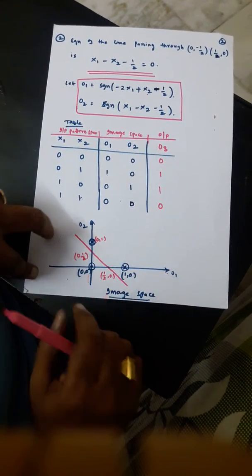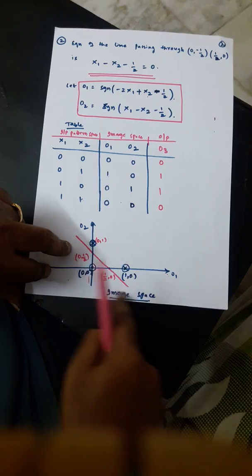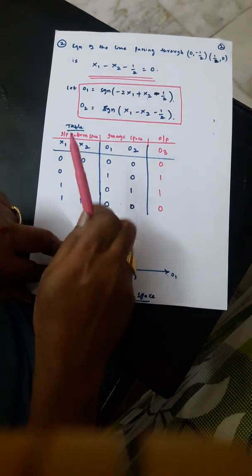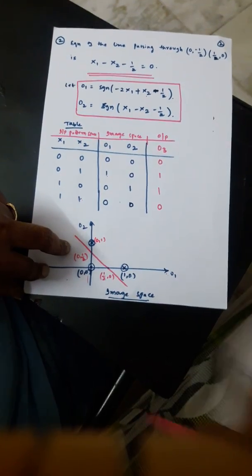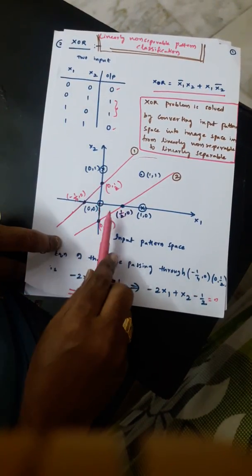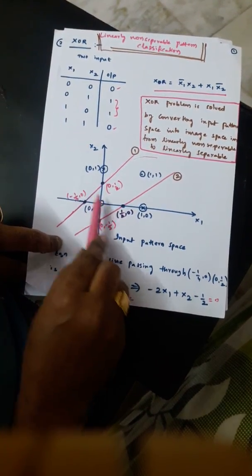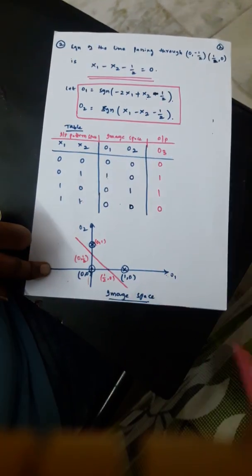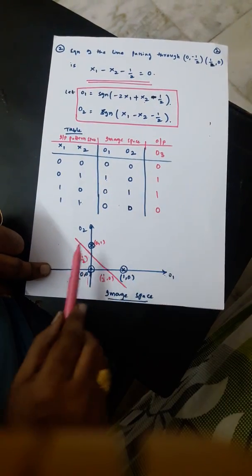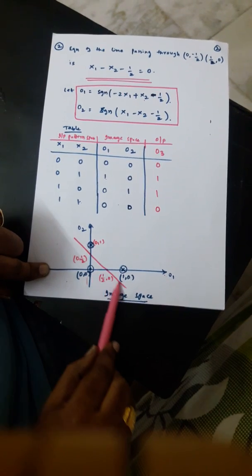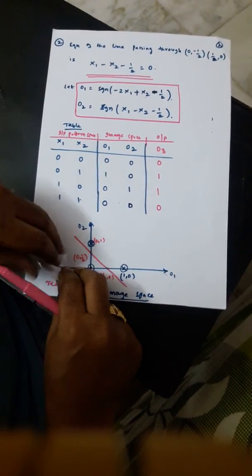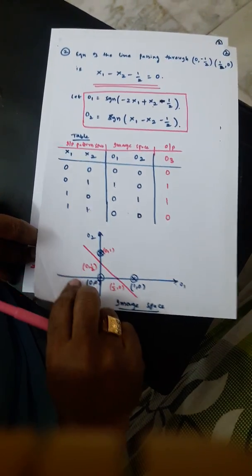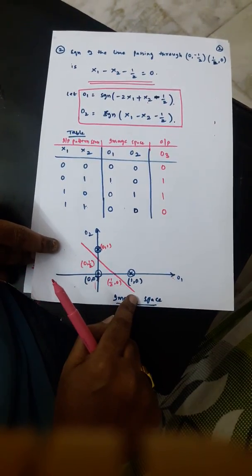So this is called the image space. What we have done here is that the pattern space is converted into image space. The pattern space is a nonlinearly separable pattern classification. This is converted into image space, which is now a linearly separable pattern classification. Now let us find the equation of the straight line passing through the points 0, 1 by 2 and 1 by 2, 0.